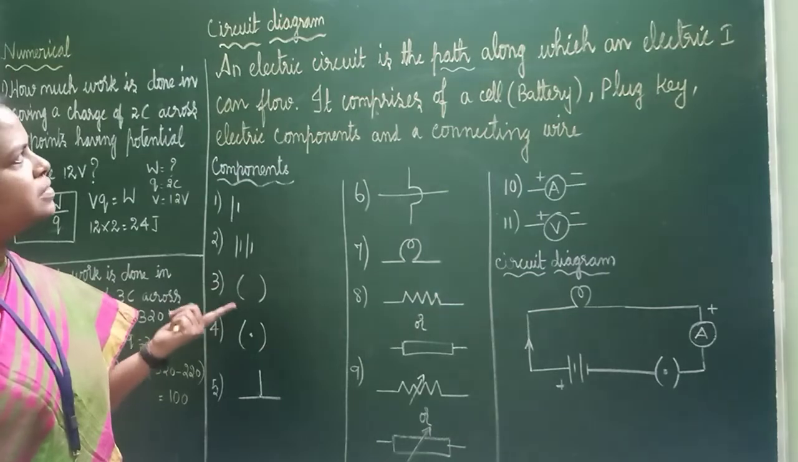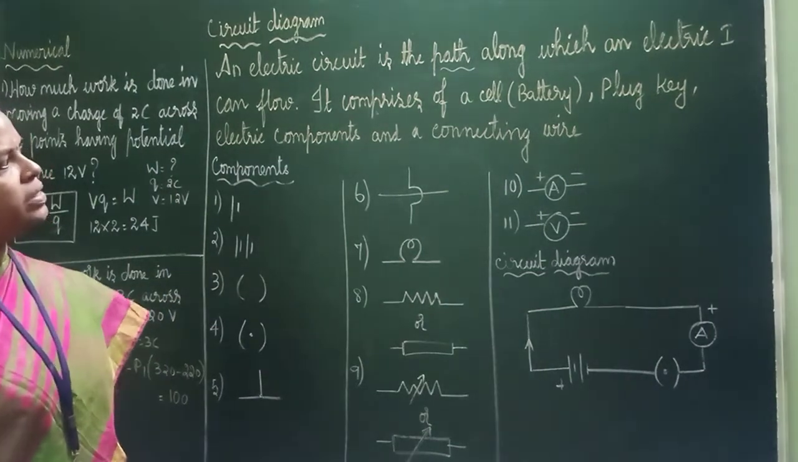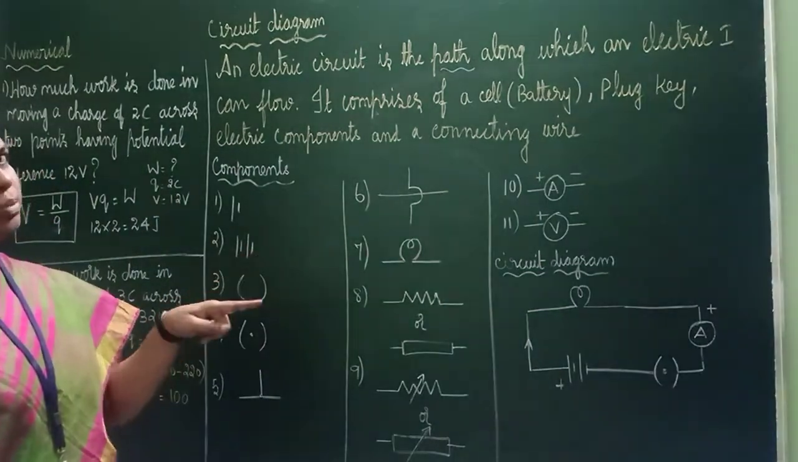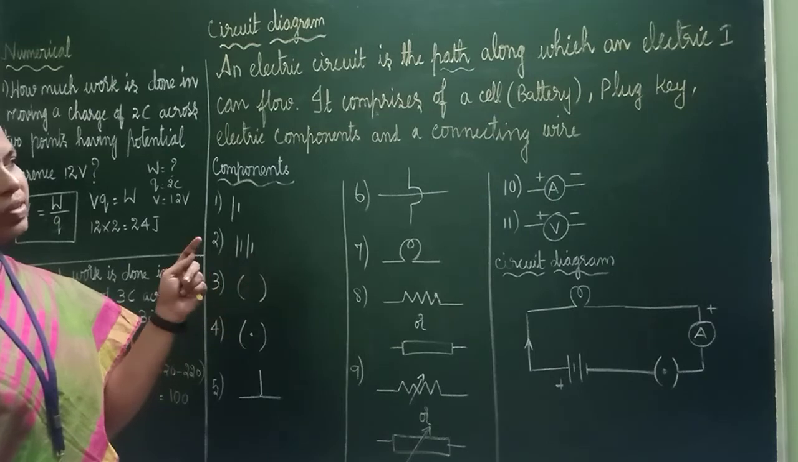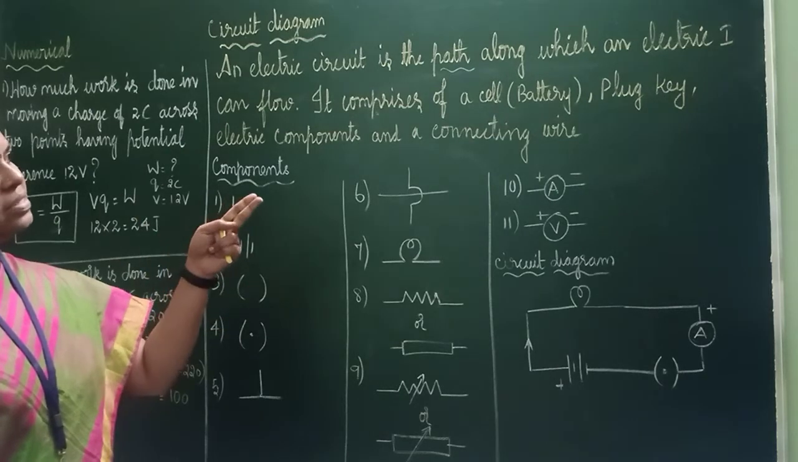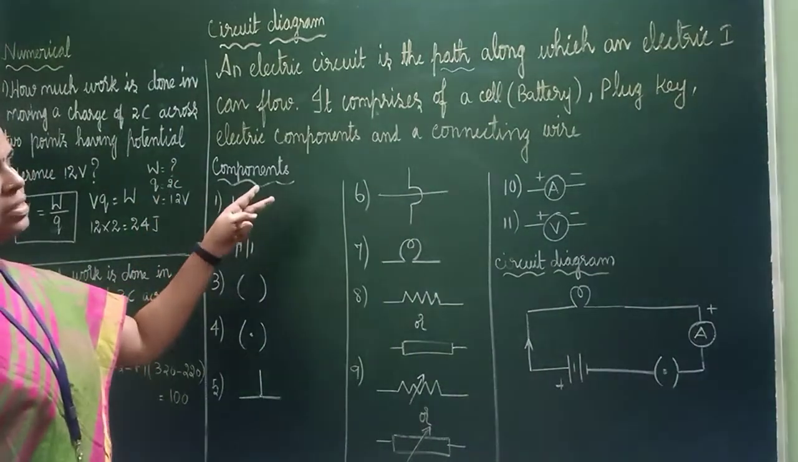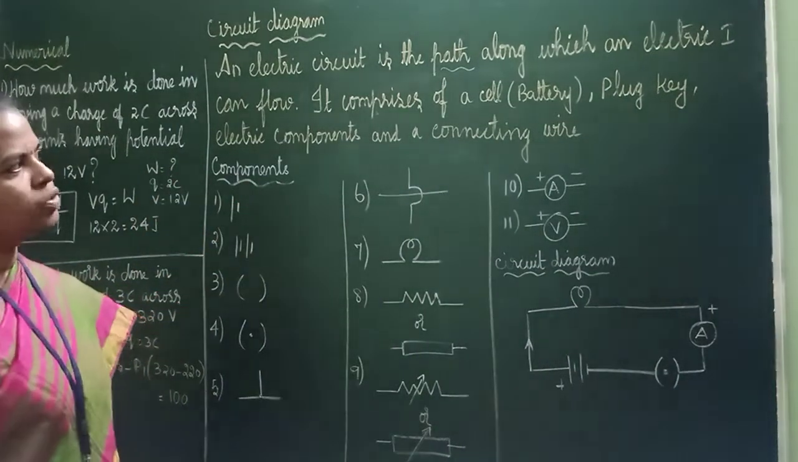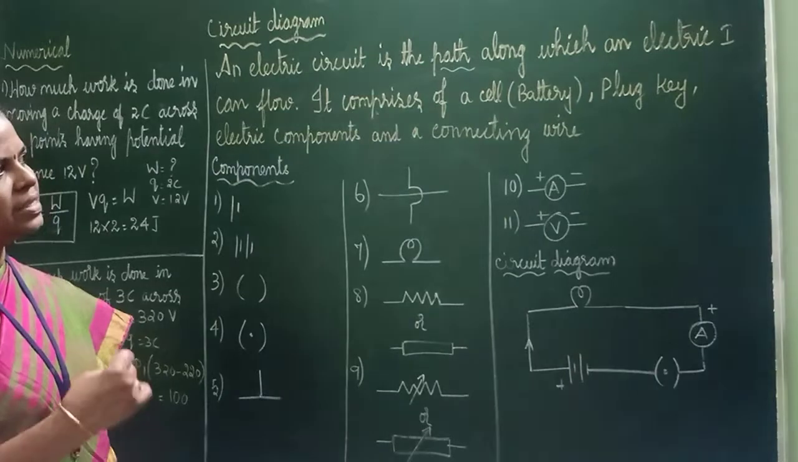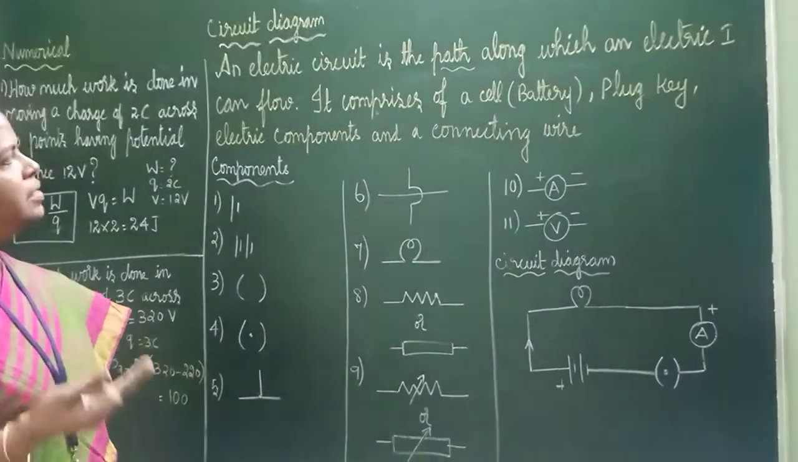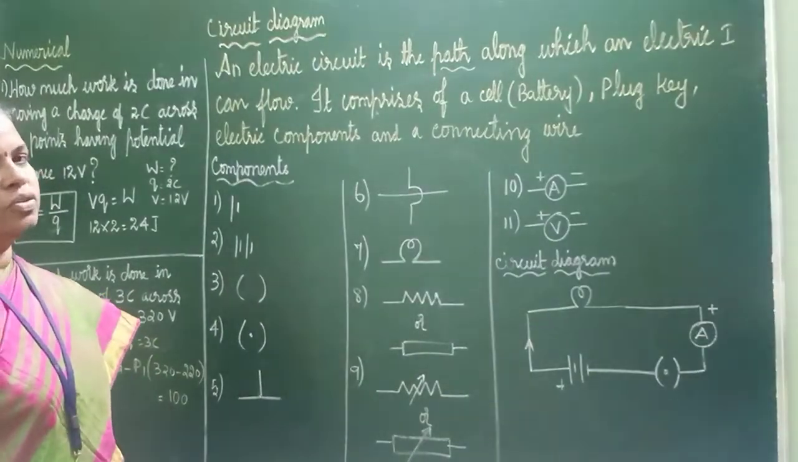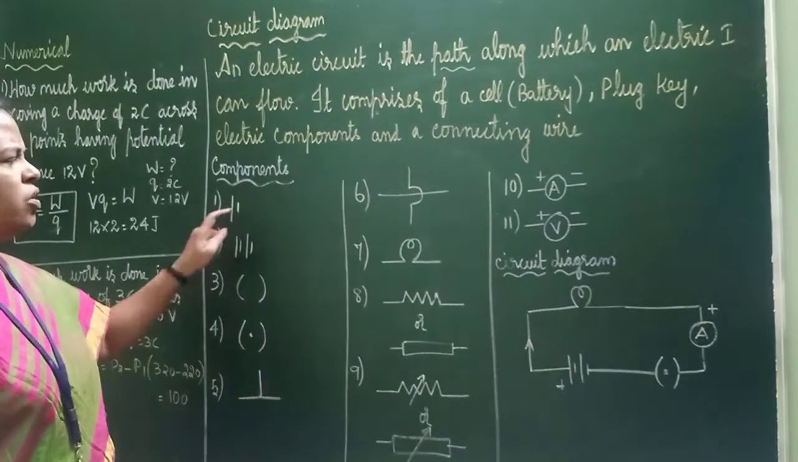What are the things in the circuit diagram? It comprises a cell or battery. If you put 2 or 3 cells, we will call it a battery. Plug key, electric components and a connecting wire. So these are the 4 important components: a cell, plug key, electric components and a connecting wire. What is the work of a cell, can you tell?